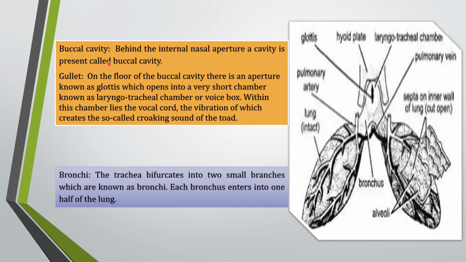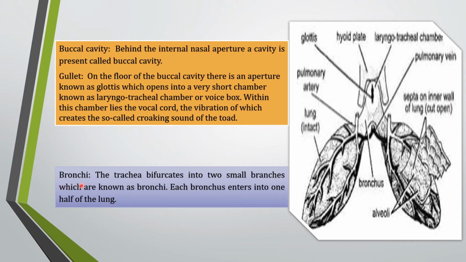Second one is buccal cavity. Behind the internal nasal aperture, a cavity is present called buccal cavity. Next one is gullet. On the floor of the buccal cavity, there is an aperture known as glottis, which opens into a very short chamber known as laryngotracheal chamber or voice box, already discussed in digestive system of toad. Within this chamber lies the vocal cord, the vibration of which creates the so-called croaking sound of the toad.